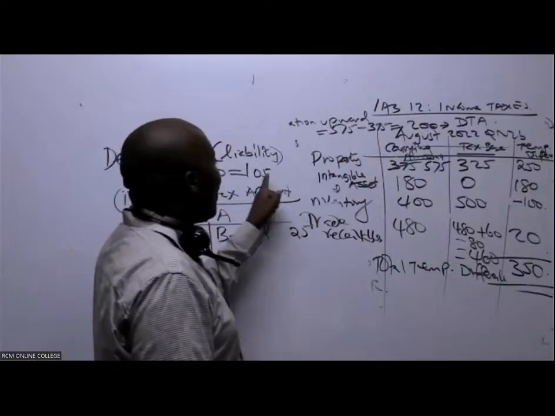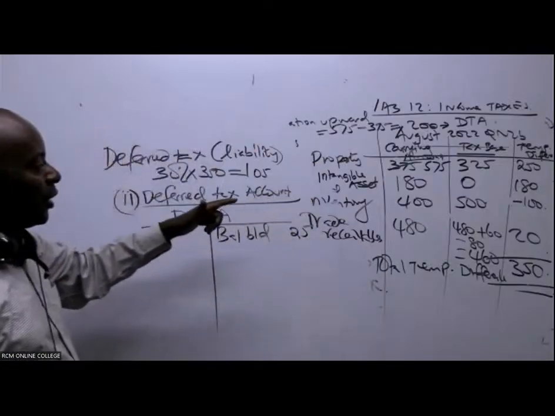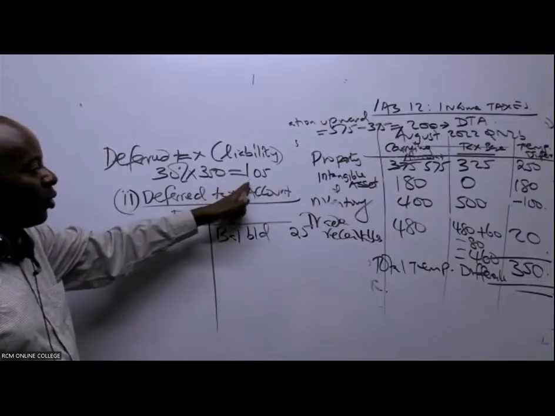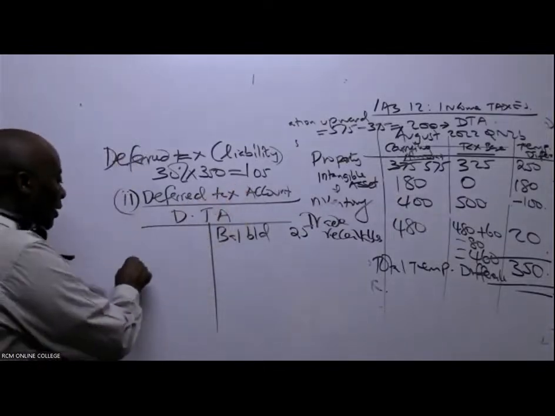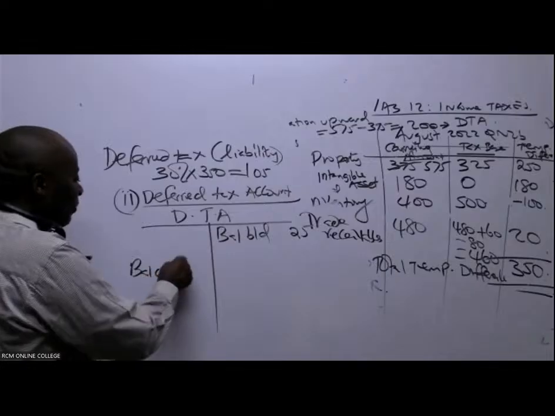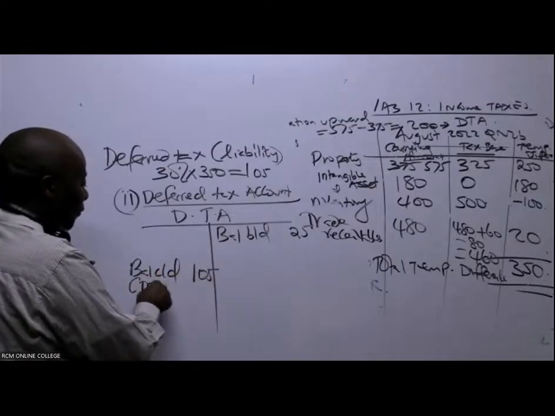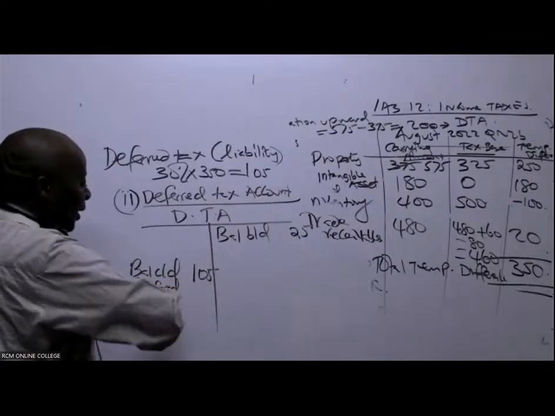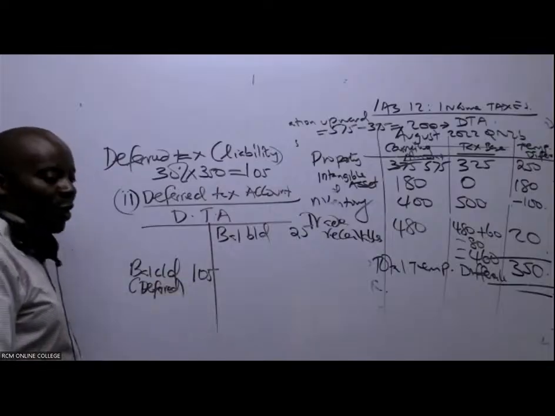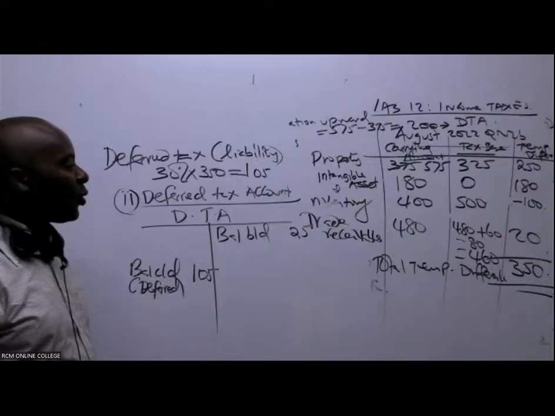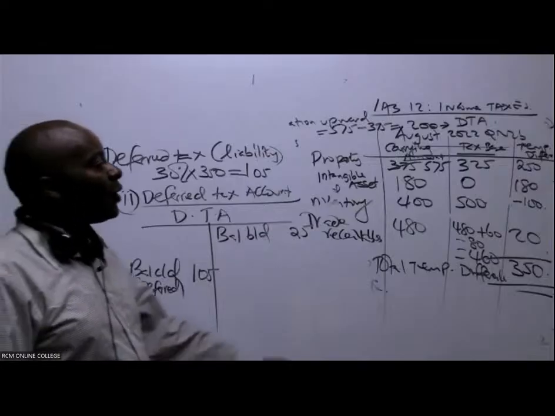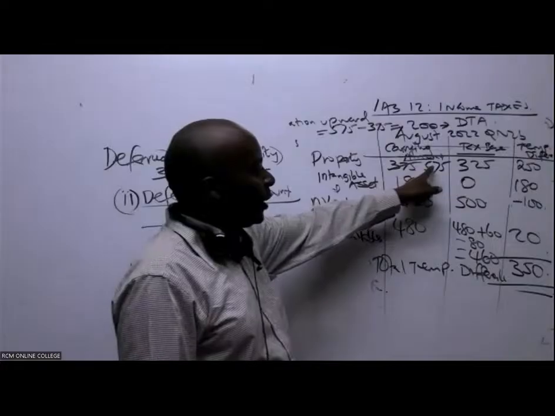And what we are deferring into the future, the deferred tax, is this 105. So the balance carried down is this 105. This is what is deferred to the future. It will not be paid in this year. Deferred, 105. So you ask yourself, remember we have a revaluation amount in this.